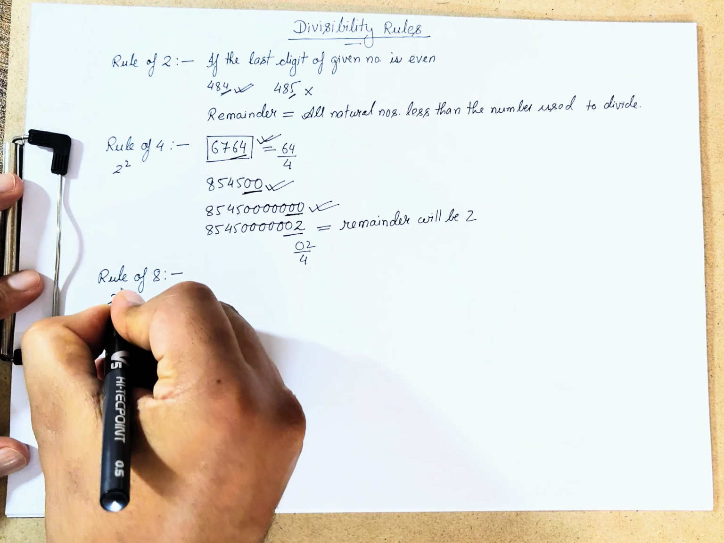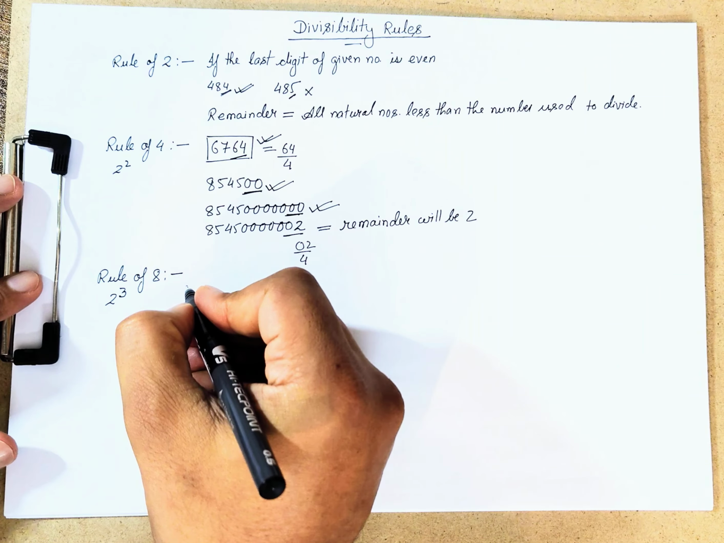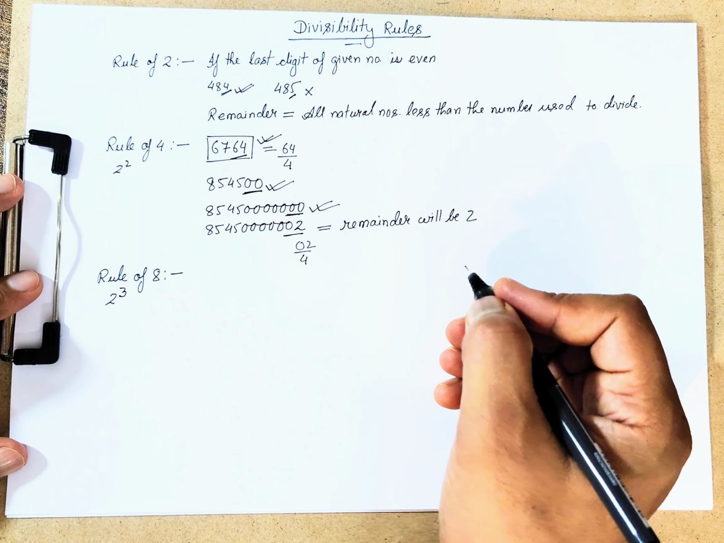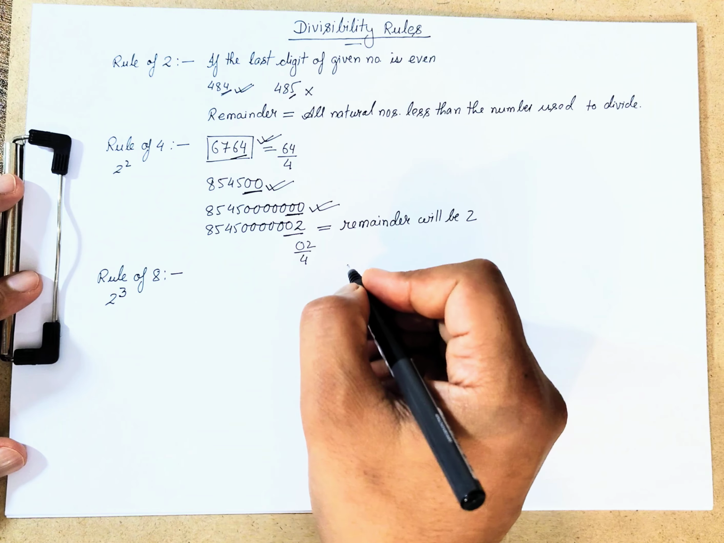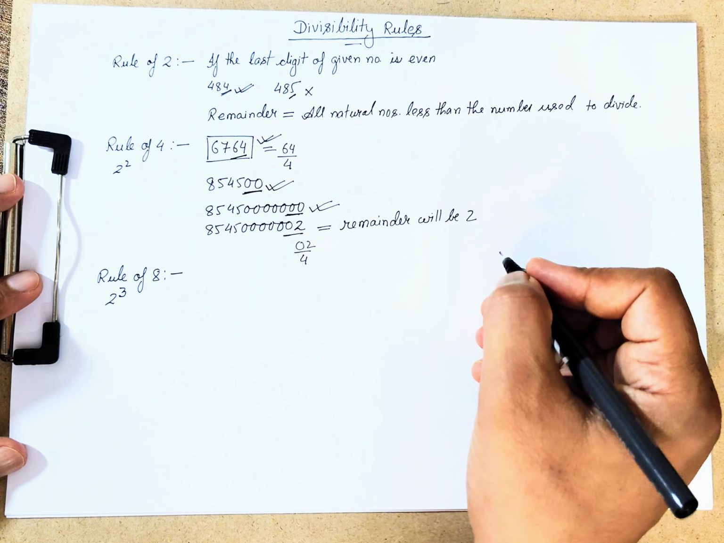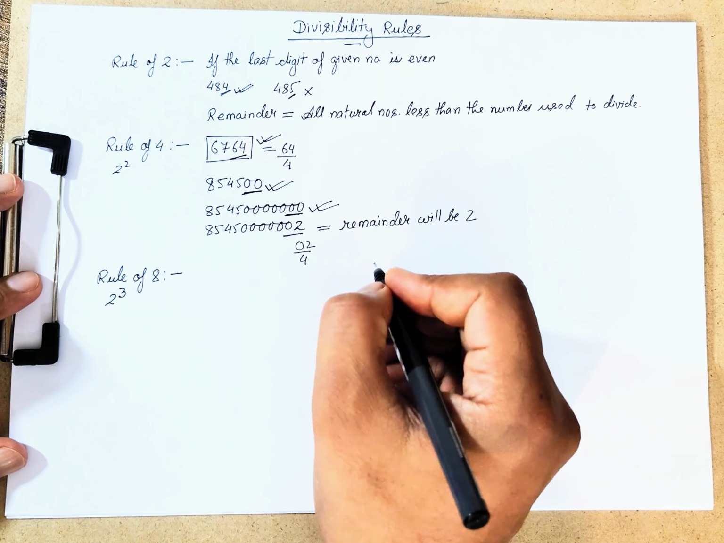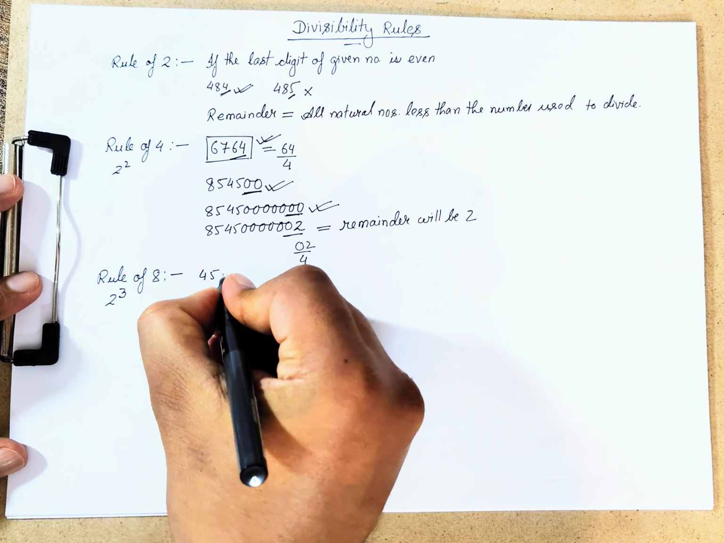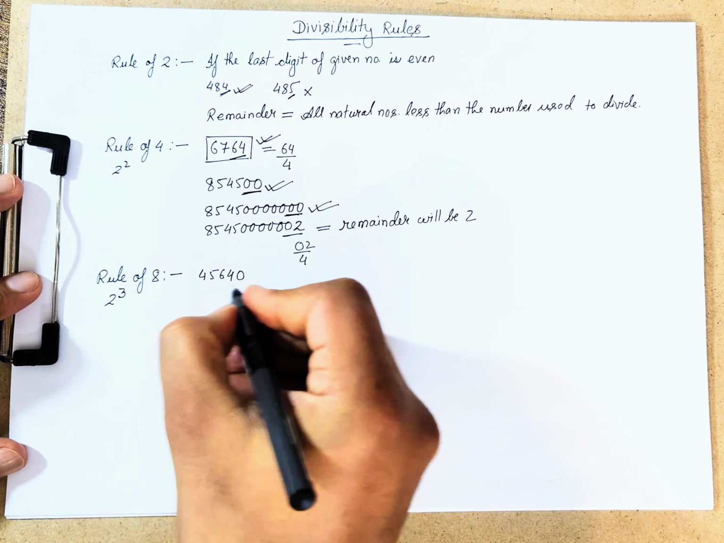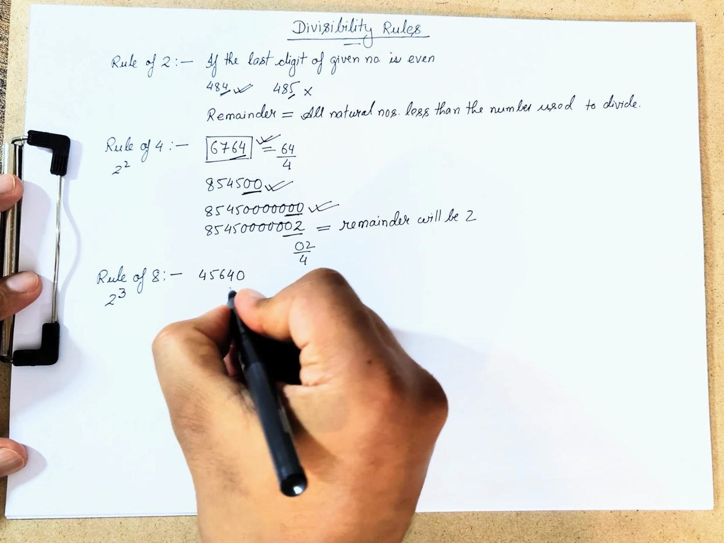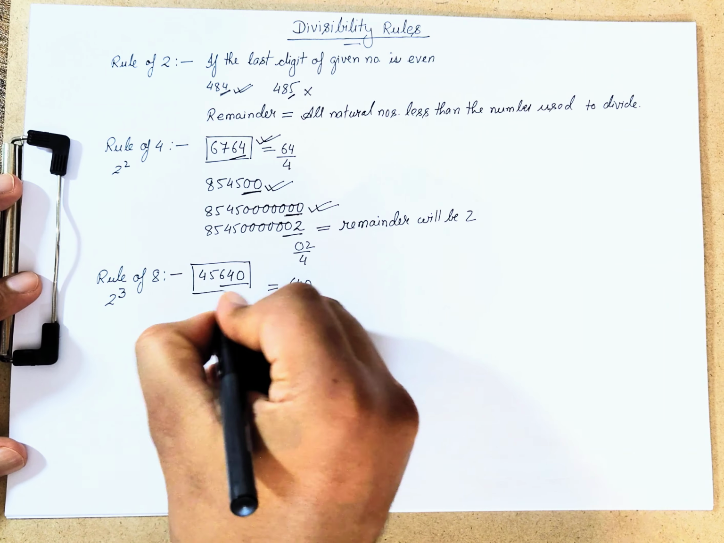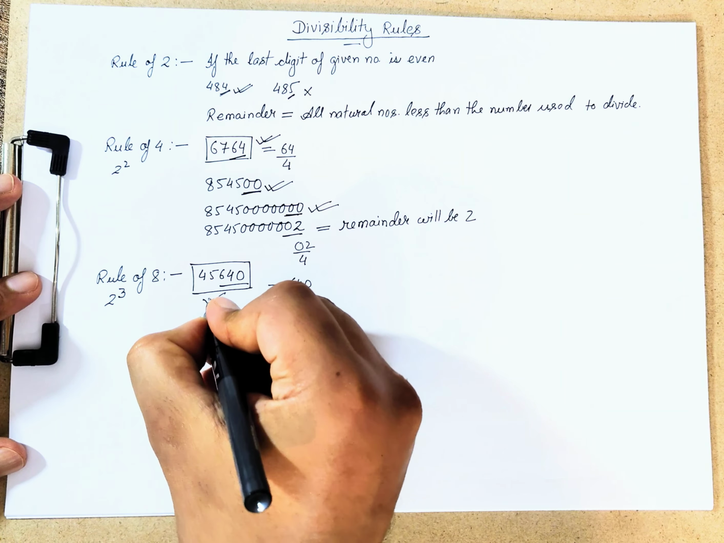Now let's see rule of 8. Now we know that 8 is 2 to the power 3. So it says that if the last three digits of the given number are divisible by 8, or if the last three digits are 0, in that case that complete number is divisible by 8. Let us take one example, 45640. Is it divisible by 8? We just need to take the last three digits. So the last three digits are 640 by 8, which is completely divisible. Hence this number is completely divisible by 8.